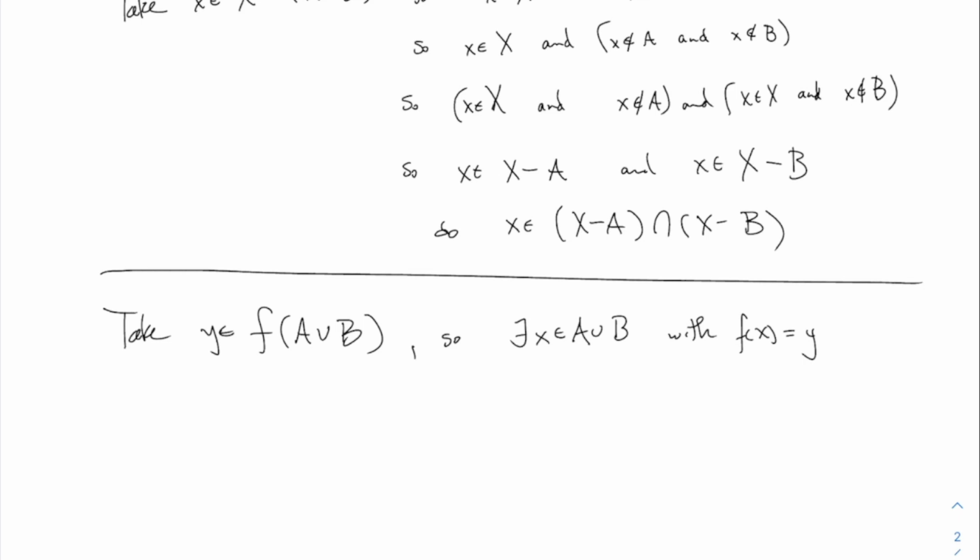And then see if you can monkey around with this to show what you eventually want, which is to show that Y is in F of A union F of B. That is to say, there's some point from A which becomes Y, or there's some point from B which becomes Y. That's the idea.